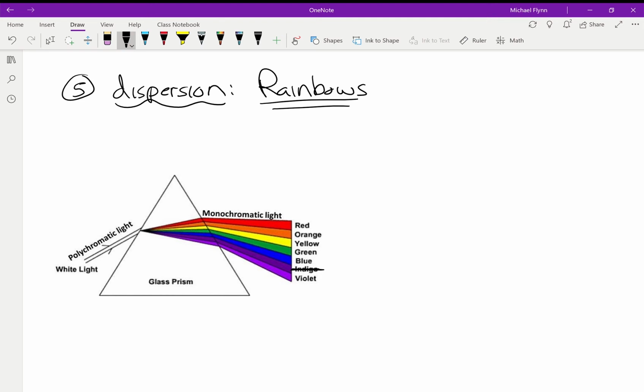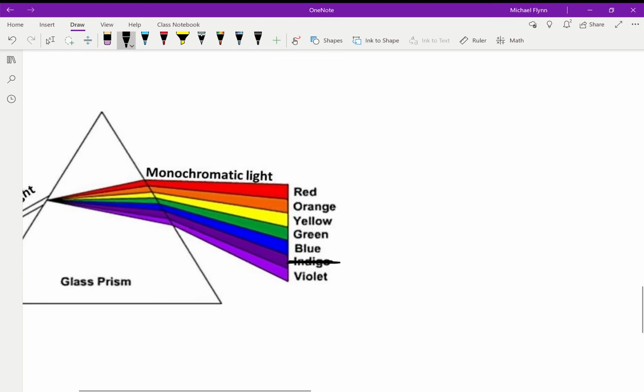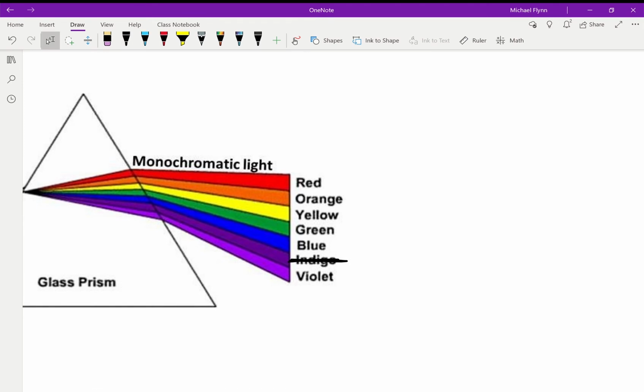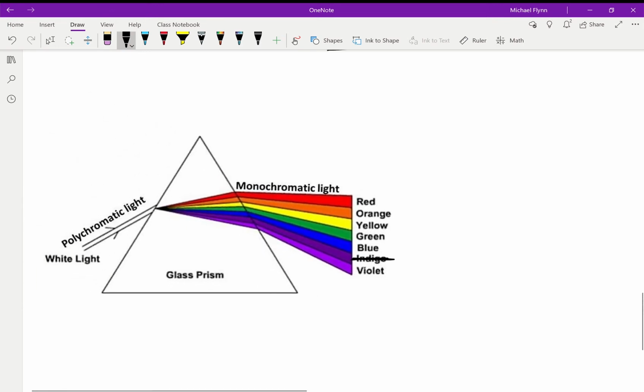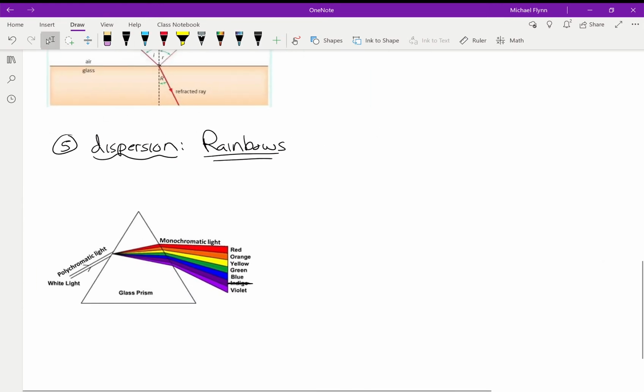Indigo is supposed to be the color of blue jeans, actually, so you don't really see it there. But anyway, they've taken indigo off the list recently, so it's just Roy G. Biv, instead of Roy G. Biv.